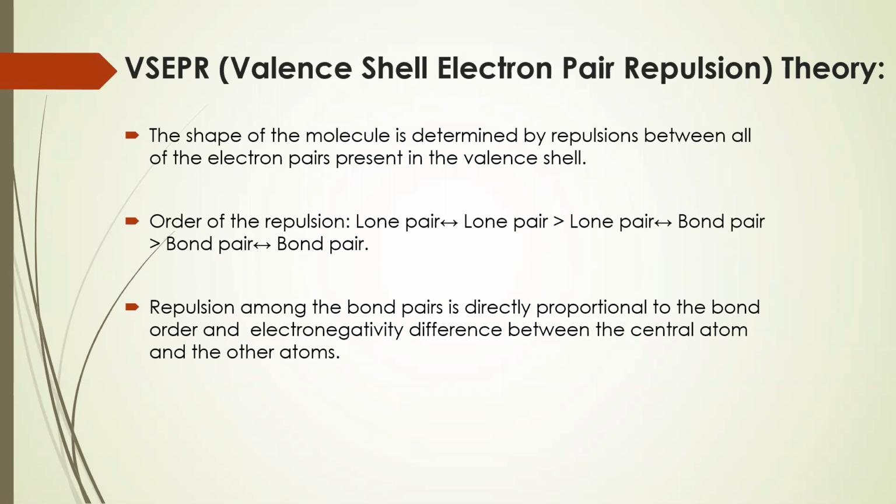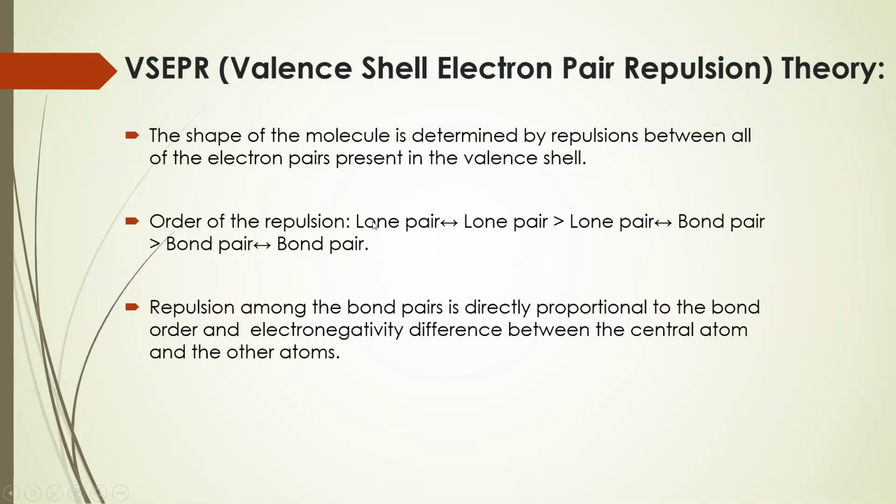What is VSEPR theory? VSEPR stands for valence shell electron pair repulsion theory. The shape of the molecule is determined by repulsion between all of the electron pairs present in the valence shell. I repeat, this theory is useful to determine the shape of a given molecule by the repulsion between all of the electron pairs present in the valence shell.